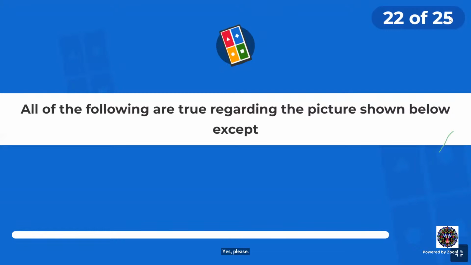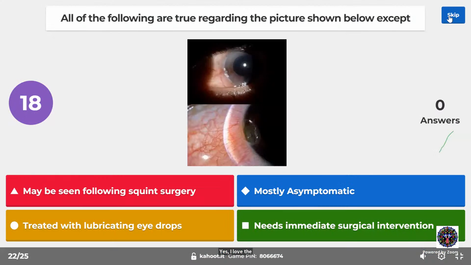All of the following are true regarding the picture shown below, except: some question on strabismus surgery. May be seen following squint surgery, treated with lubricating eye drops, mostly asymptomatic, needs immediate surgical intervention. I want the false answer.